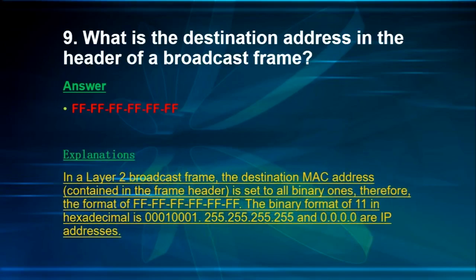Explanation to this answer is because in a layer 2 broadcast frame, the destination MAC address contained in the frame header is set to all binary 1s. Therefore, it becomes the format of all Fs in the given address. The binary format 1111 in hexadecimal is F. 255.255.255.255 and 0.0.0.0 are IP addresses.